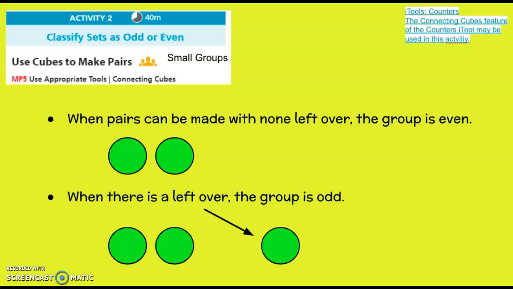When pairs can be made with none left over, the group is even. When there is a leftover, the group is odd. There's an odd person out, right? Or an odd item out. So we don't want any left outs. When the group is even, everyone has a partner.